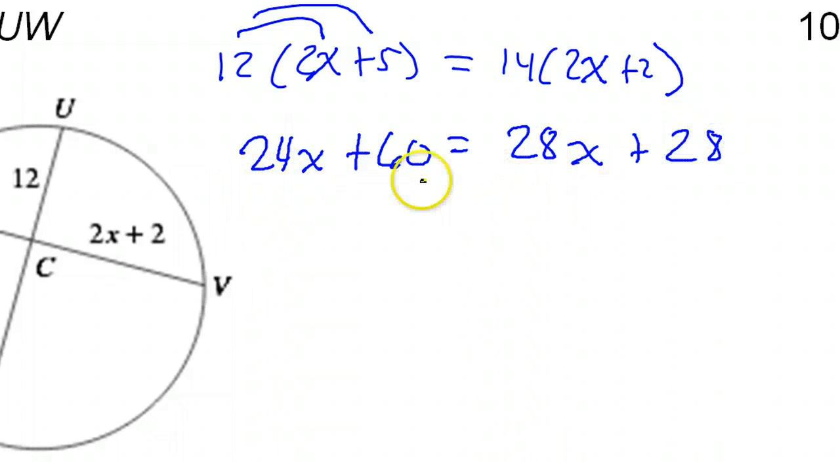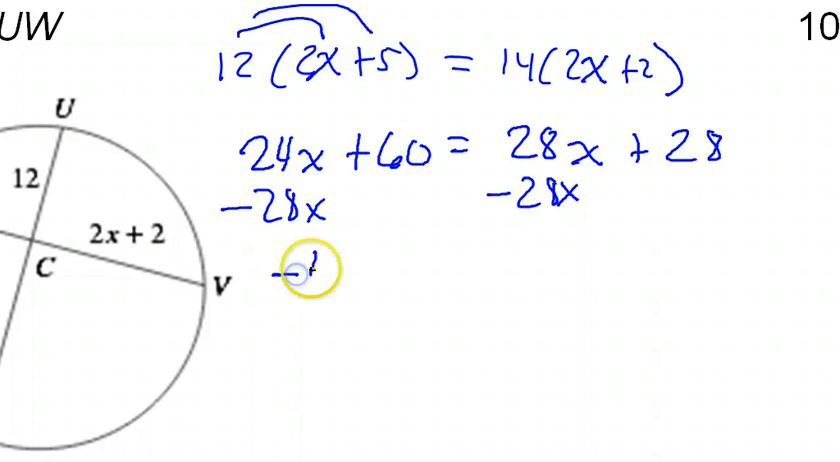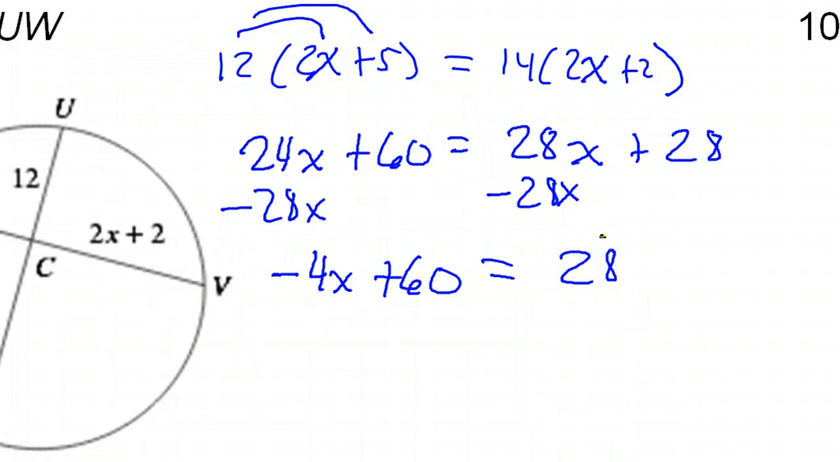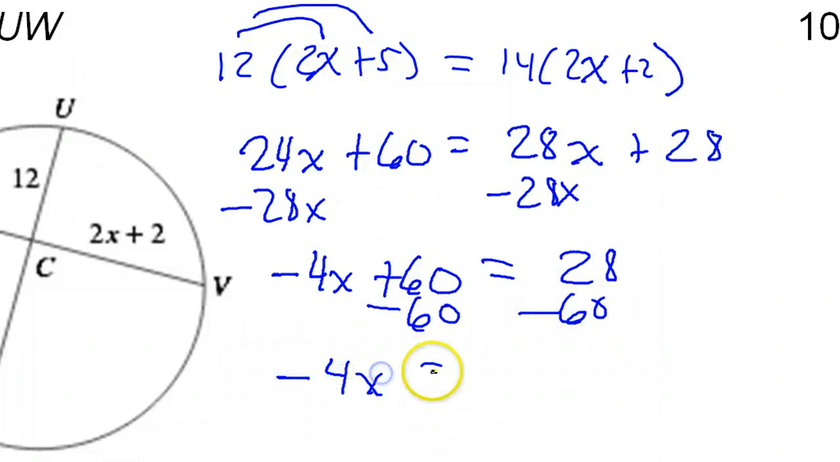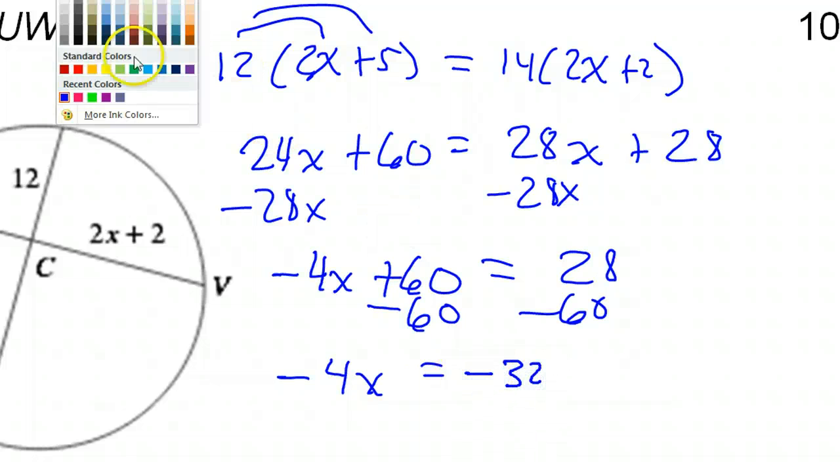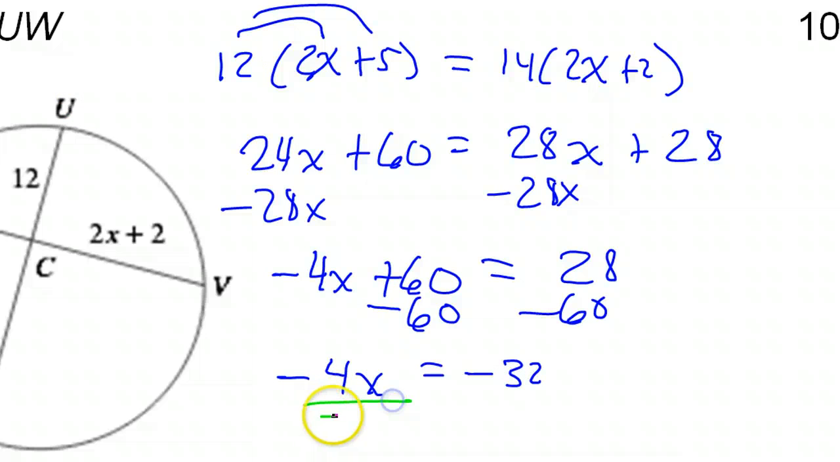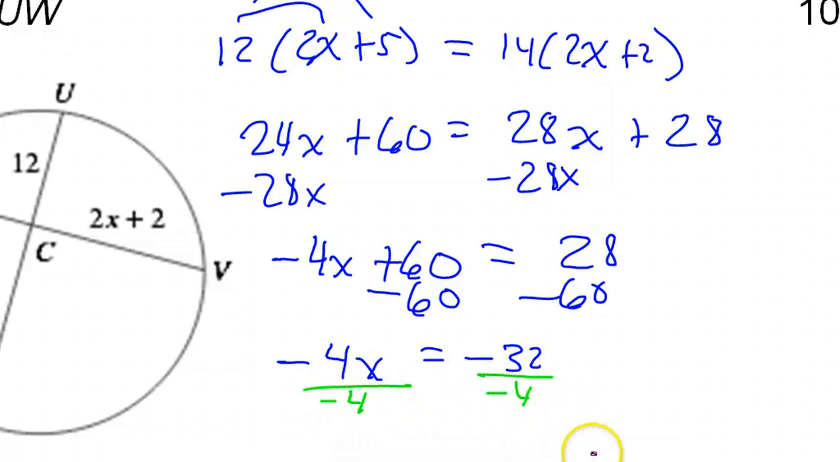I am going to subtract 28x from both sides. That's going to leave me with negative 4x plus 60 is equal to 28. Then I'm going to subtract 60 from both sides, and that will leave me with negative 4x is equal to negative 32. So when I divide both sides by negative 4, I'm going to get x equals 8.